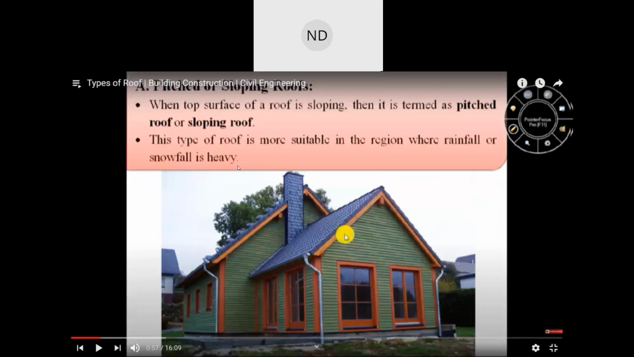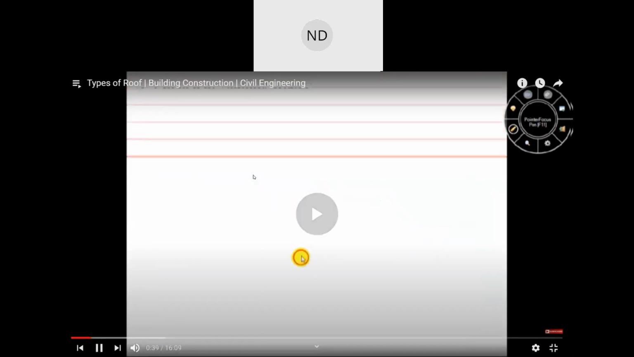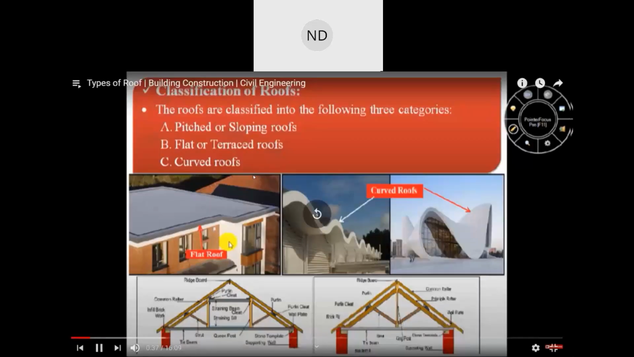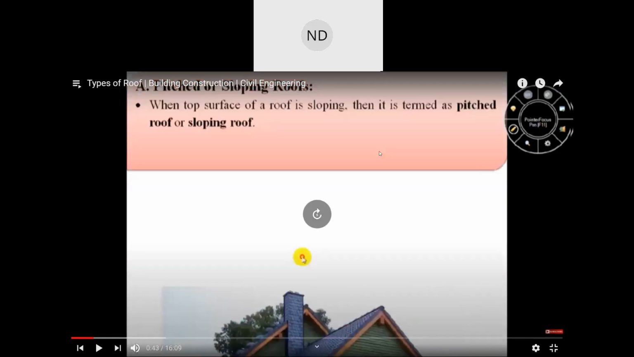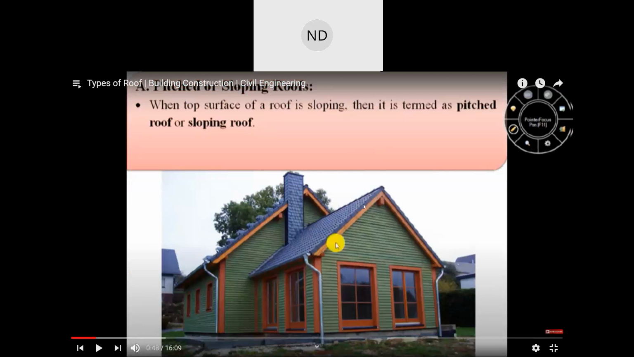So you see, this is one type. We are talking about the three types of the roofing system, so we will discuss pitch or sloping roof in detail. These are pitched or sloping roofs, flat or terraced roofs, and curved roofs. You can see in the picture itself. So what is a pitched or sloping roof? You can see in this video here. When the top surface of a roof is sloping, these are the images. Whenever it is sloping, it is known as a sloping roof, or it can also be known as a pitched roof.